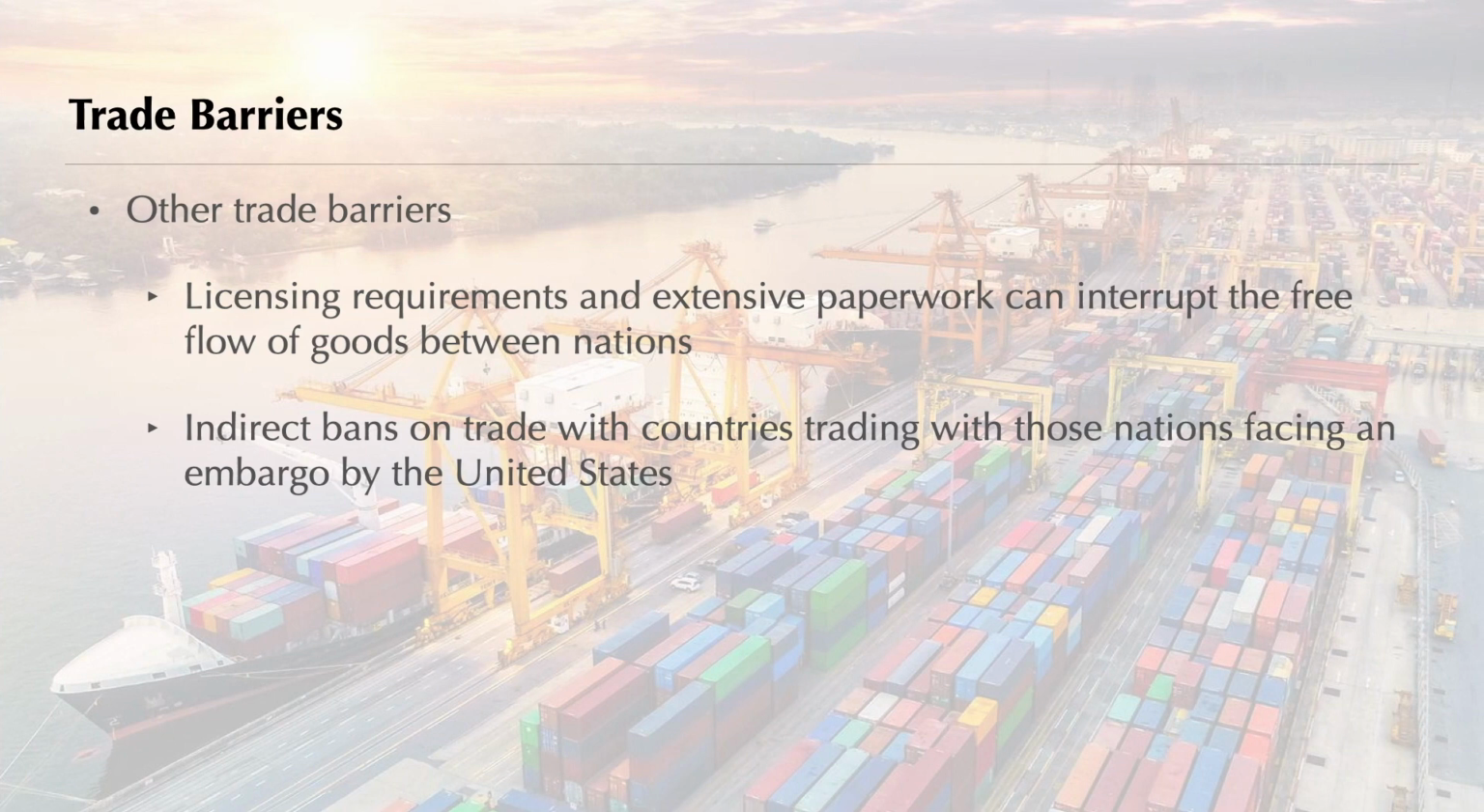Other trade barriers include licensing requirements and extensive paperwork, which can interrupt the free flow of goods between countries. Some nations require firms to obtain a special license before they can import goods. By restricting the number of licenses, these nations ensure that fewer foreign goods are imported. In some nations, paperwork delays also interfere with trade. In Japan, for example, imports are subject to extensive testing and inspection, and time-consuming and expensive paperwork must be completed. Many exporters choose not to sell their products in Japan for this reason.